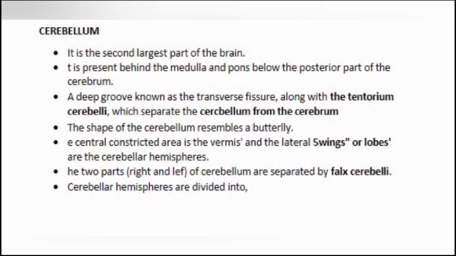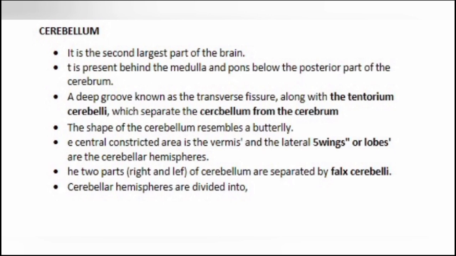And the location of cerebellum, it is present behind the medulla and pons and below the posterior part of the cerebrum. So just remember, imagine a brain in your mind and just think of that as cerebrum. Cerebrum is the largest part present in the upper portion. And at the back side of the cerebrum, below the cerebrum, you can just denote that this is the cerebellum. So just remember like this.